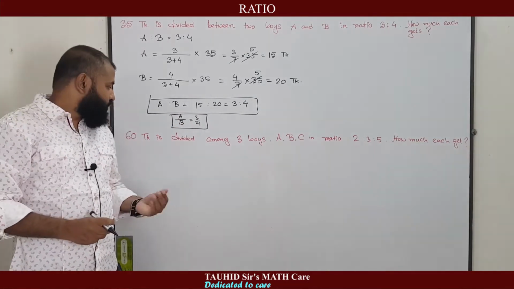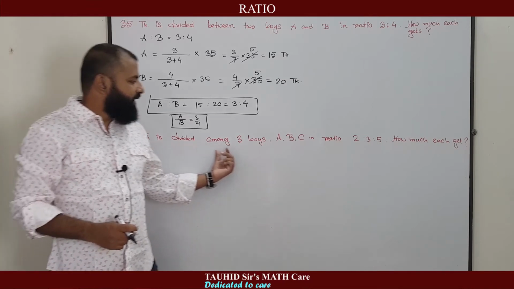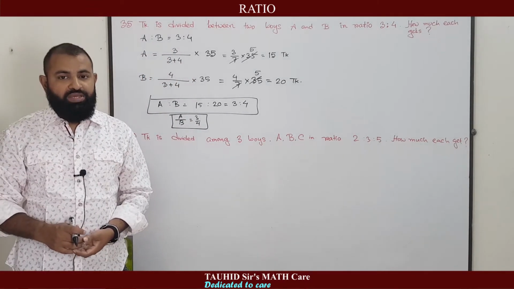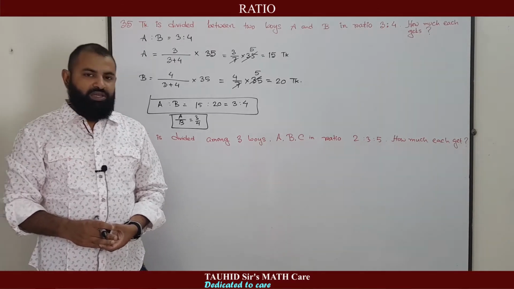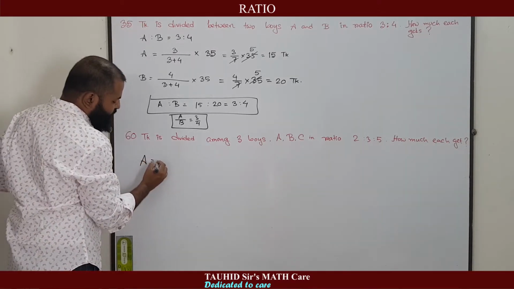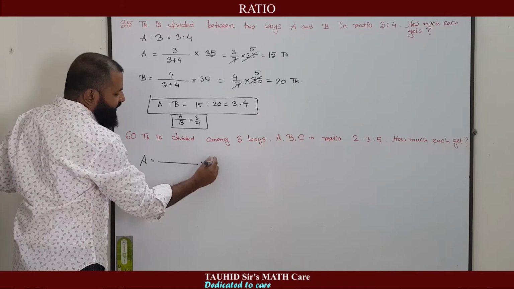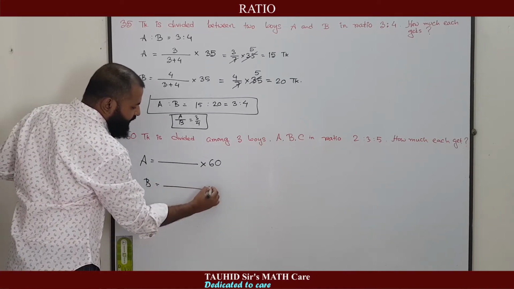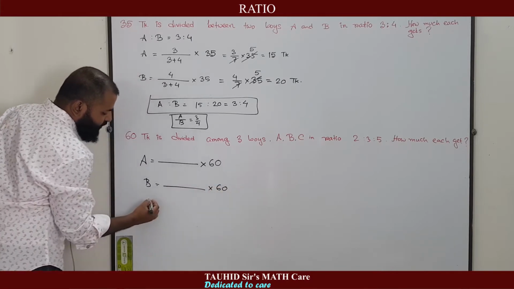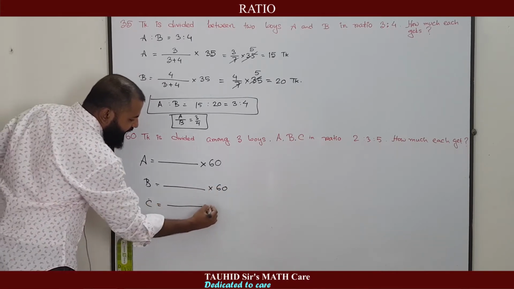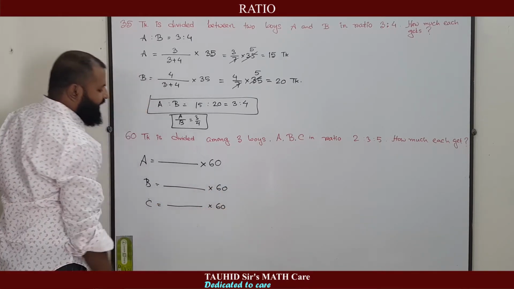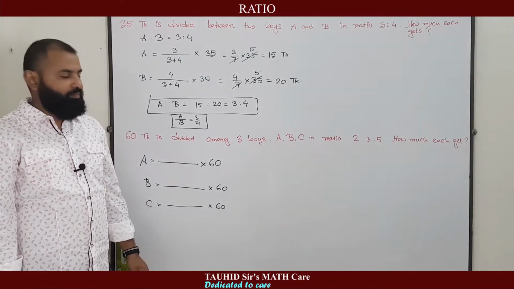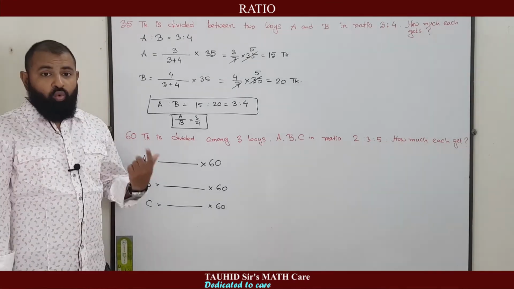And another example here. 60 taka is divided among three boys A, B, C in the ratio of 2:3:5. How much does each get? Similarly, how much will A get? A fraction multiplied by the total amount. How much will B get? A fraction multiplied by the total amount. How much will C get? A fraction multiplied by the total amount. The denominators of these three cases are the same. What is that?